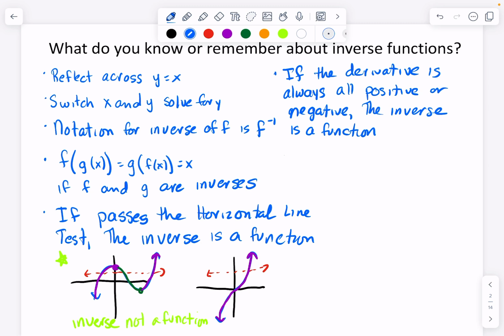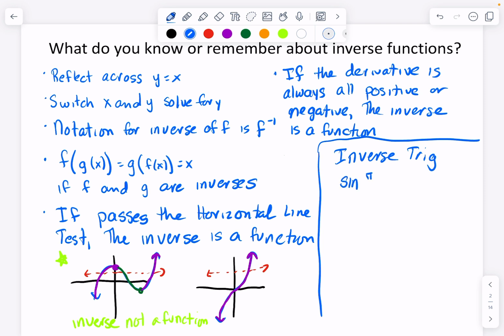Okay, and then we have a whole big, I'm going to kind of separate this out, and we're going to talk about inverse trig. Okay, so when I'm finding the sine of pi over 6, that's an angle that gets me out a ratio. Okay, so again, angle, ratio.